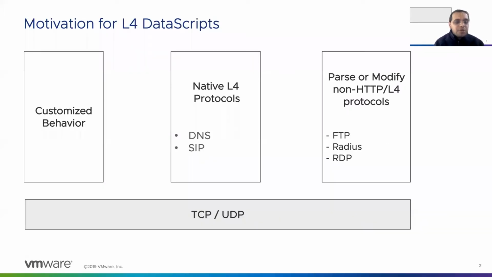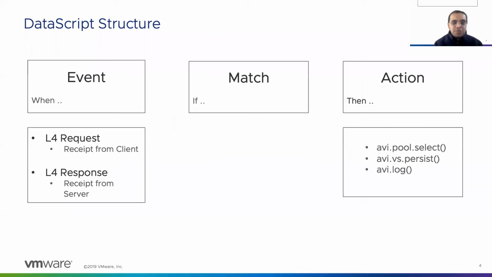Non-native HTTP protocols supported today are DNS and SIP. For any other non-HTTP application support and payload inspection, L4 DataScripts becomes the preferred choice of tooling. With L4 DataScripts, we can inspect, parse, modify these custom protocols and take appropriate action. Examples for such protocols are FTP, Radius, RDP, so on and so forth. Note, these could be on either TCP or UDP transport.